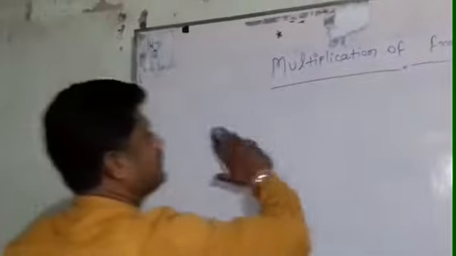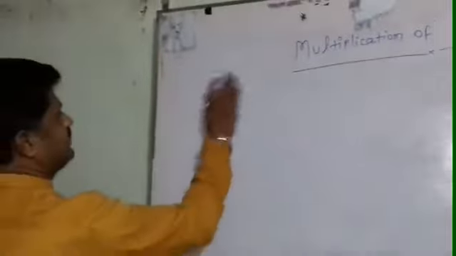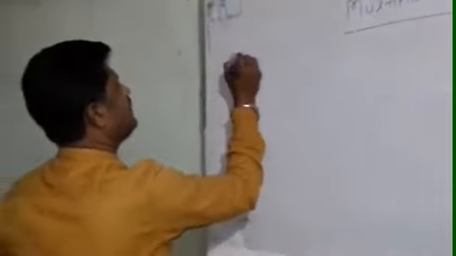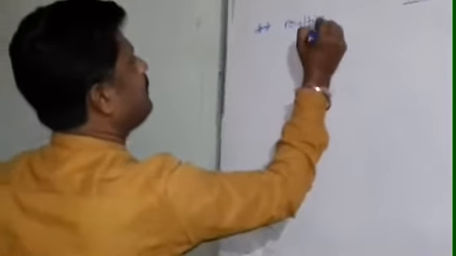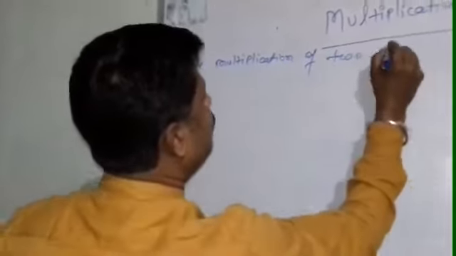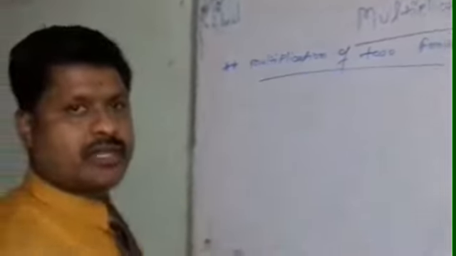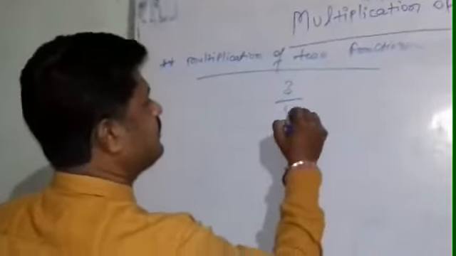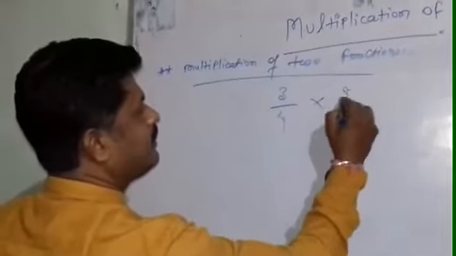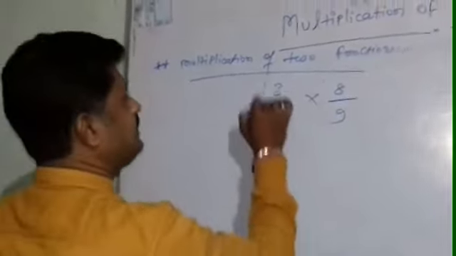Firstly we clean our board and then we discuss. That means we have to discuss the fourth point, and the fourth point is fraction by fraction. That means multiplication of two fractions. Okay, then this is our fraction and this is our fraction. We have to multiply these two.